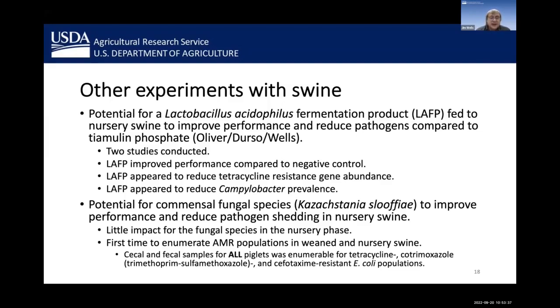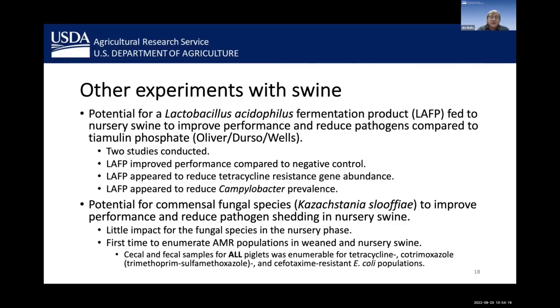And we also saw, particularly in the second study, the capabilities for this fermentation product to reduce campylobacter prevalence. Another study that we have been working on, William Oliver and myself with Katie Summers, who is at Beltsville, we were looking at the abilities of this fungal species, Castanea, to improve performance and reduce pathogen shedding in nursery swine. Katie has done quite a bit of work with this in the older pigs, and wanted to look at something within a nursery phase. The data to this date doesn't look like we see an effect of the fungal species supplementation on performance or changes in shedding. But one thing that was very apparent, this is the first time in our hands that we had actually started enumerating AMR populations in these piglets.